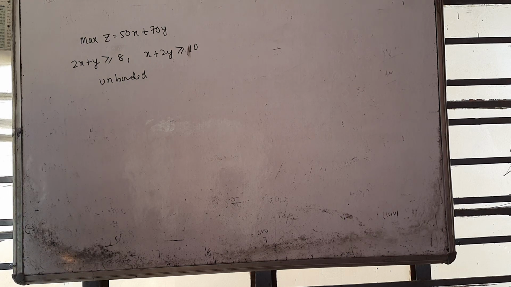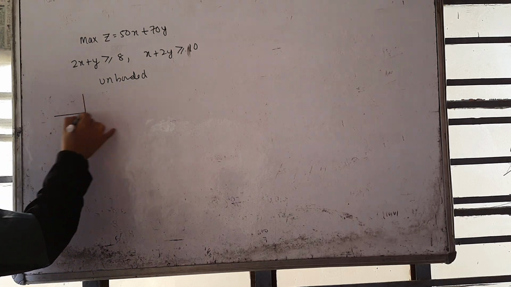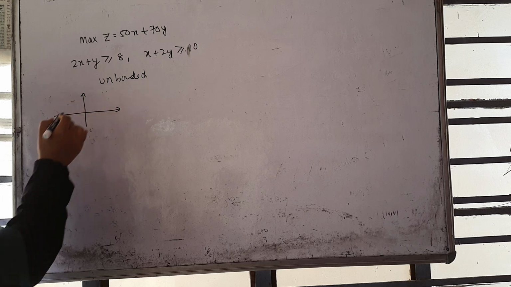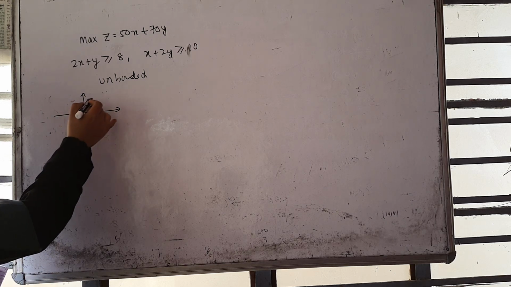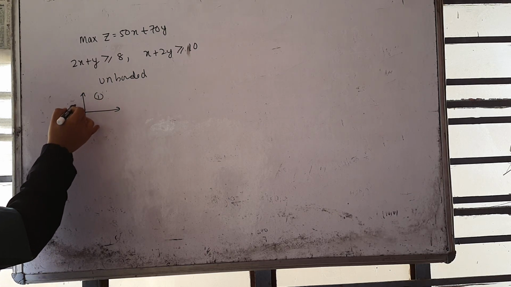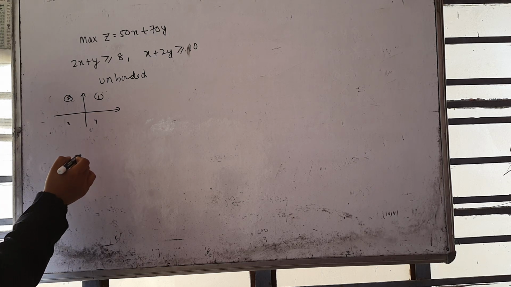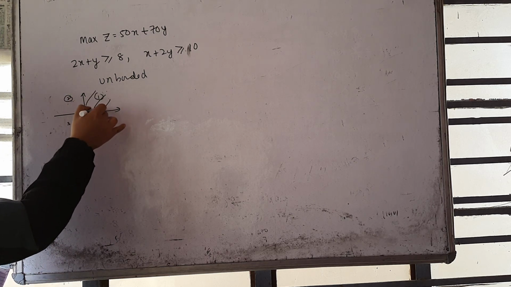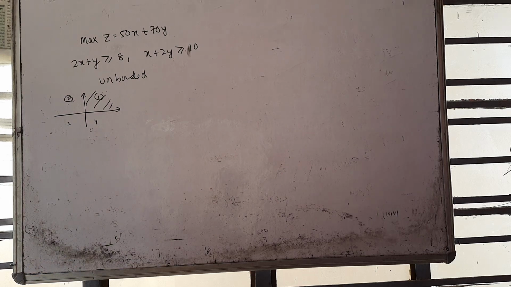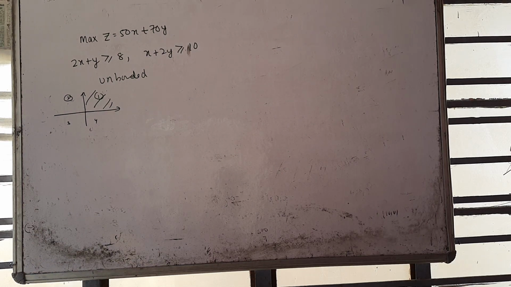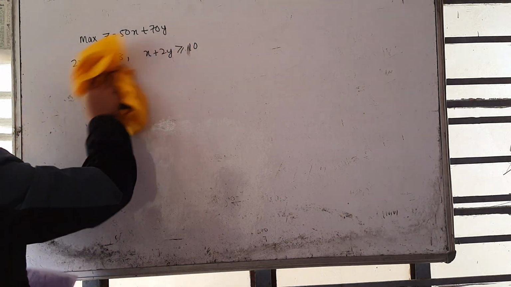Understood? I hope you understand this. This is your positive x, this is your positive y. So this is your first quadrant, this is negative x, this is positive y: second quadrant, third quadrant and fourth quadrant. All questions on LPP will be on the first quadrant because in the first quadrant x and y are positive. Is it clear, everyone?